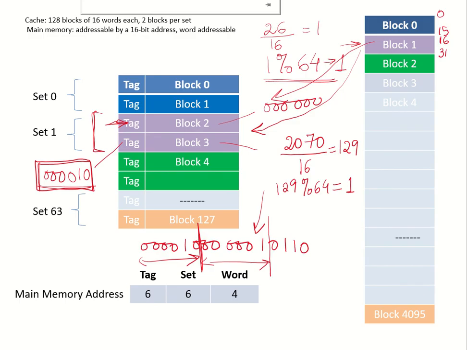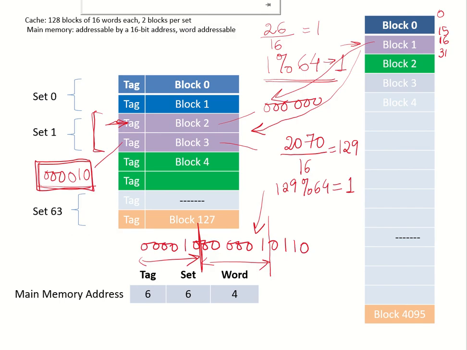And now the main memory block 129 did not replace block 1, as is the case in direct mapping. Since there were 2 blocks available within that set, it could be accommodated in the set, and there was no replacement of the earlier block required. So this way, using set associative mapping, we can accommodate more blocks which are mapping to the same block of the cache, unlike in direct mapping.